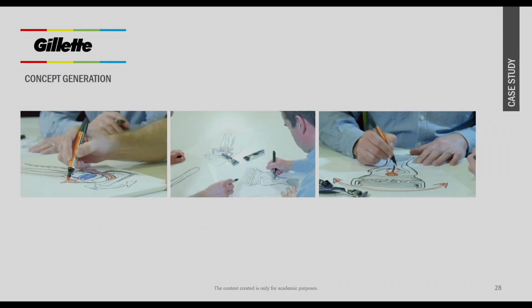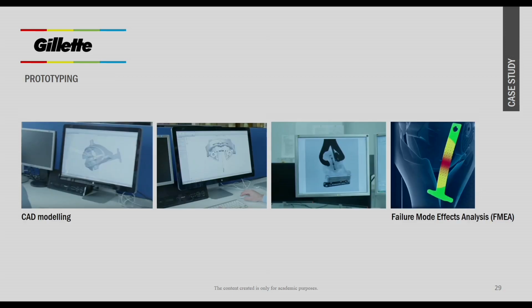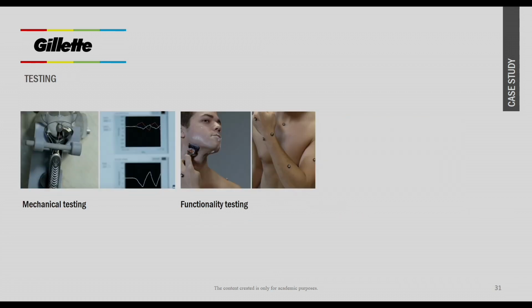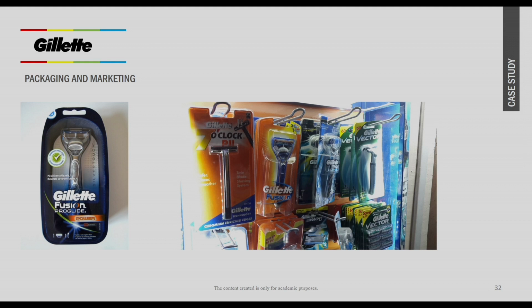Then they generated different kinds of concepts. From those concepts, they moved ahead to the prototyping phase. In the prototyping phase, they made CAD models, they checked the failure mode effect analysis, and then they went for 3D printing, they did the part production and they assembled the product. Then they tested the mechanical behavior of it, and they also checked the functionality testing. The last part they did was the packaging and marketing.